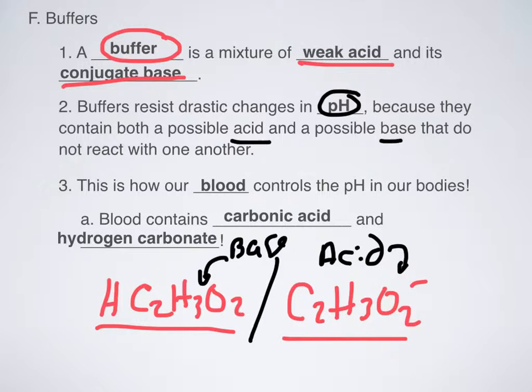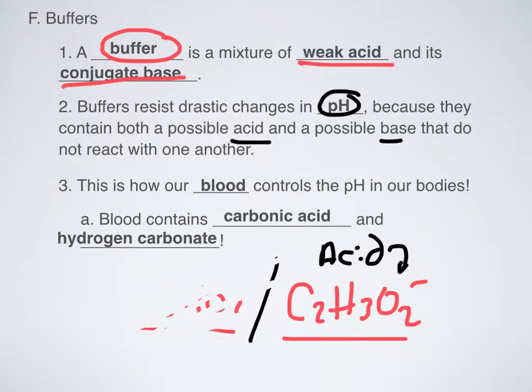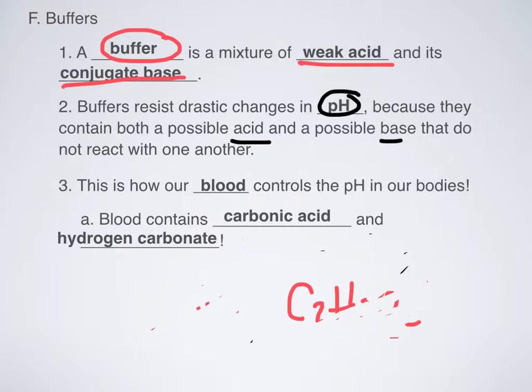And so it makes it a useful way of being able to monitor and control things inside of a solution. And in case you haven't figured this out yet, that's exactly what our blood does. Our blood contains a buffer system which helps us survive because our body survives in a very narrow pH range. If our blood gets too acidic or too basic, our bodies will cease to function and we could actually die. So we survive in a very narrow pH range when it comes to our blood.